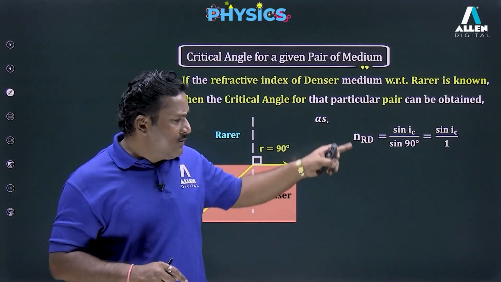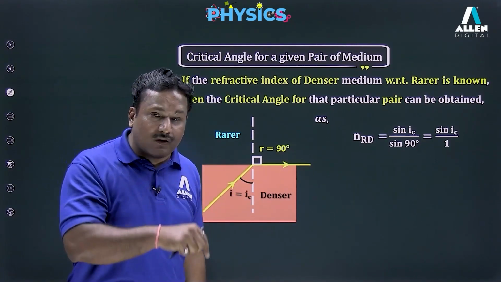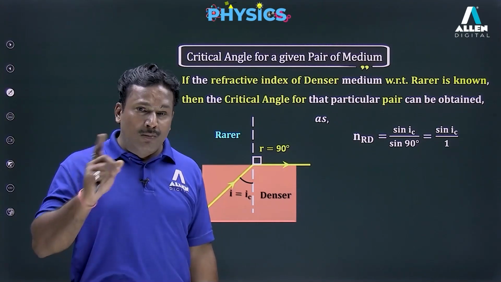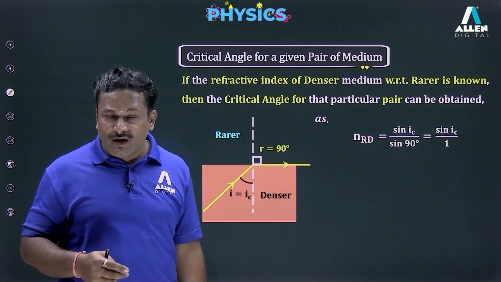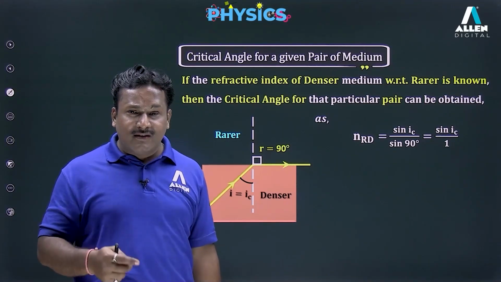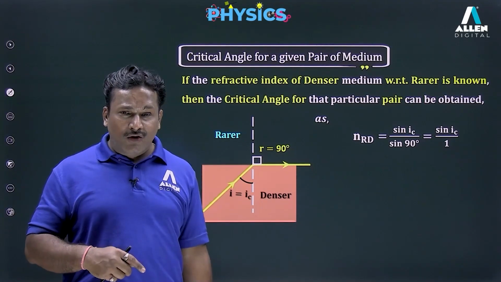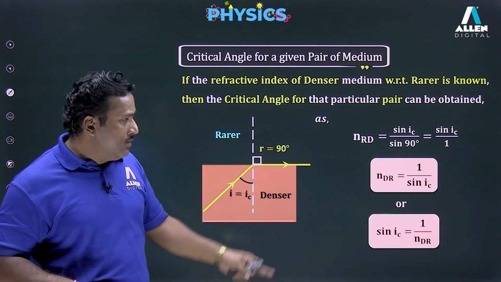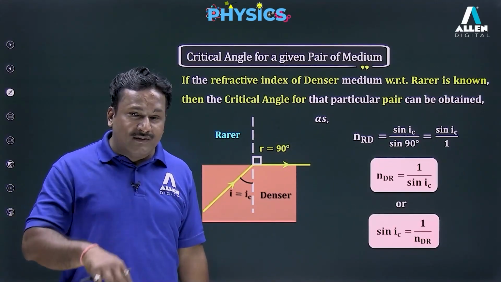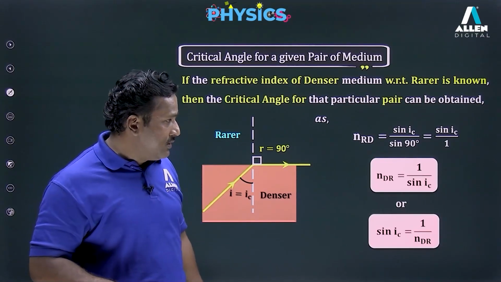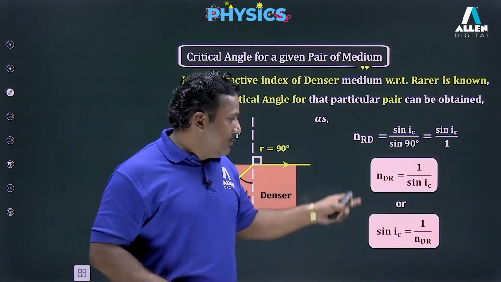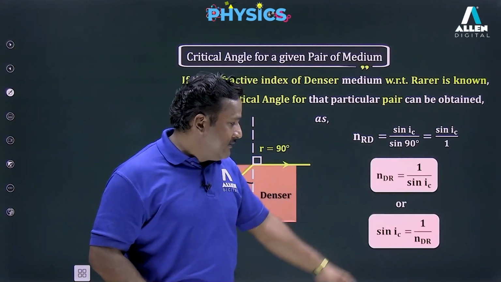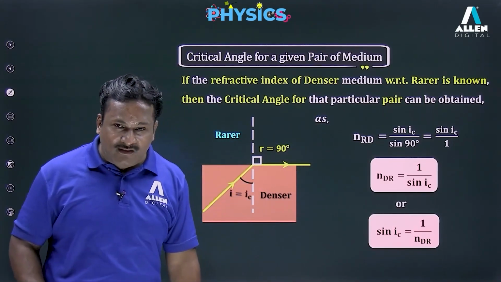So if I convert this formula in terms of the refractive index of denser with respect to rarer, then this formula will become more useful for me, and that is very convenient. We know the refractive index of rarer with respect to denser is the reciprocal of the refractive index of denser with respect to rarer. Correct? So on taking that reciprocal, we get the refractive index of denser with respect to rarer, and from there the critical angle will come out as sin IC equals 1 upon the refractive index of denser with respect to rarer.